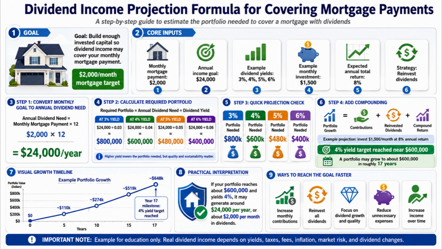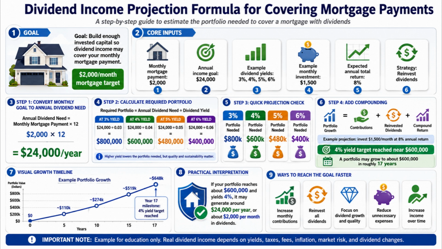In this example, the monthly mortgage payment is $2,000. So, the aim is to build enough invested capital so dividend income may cover that $2,000 payment every month. This does not mean the result is guaranteed, but it gives a simple planning target.